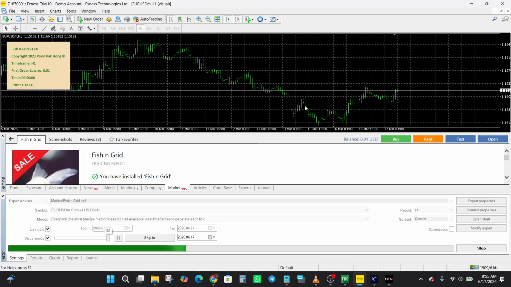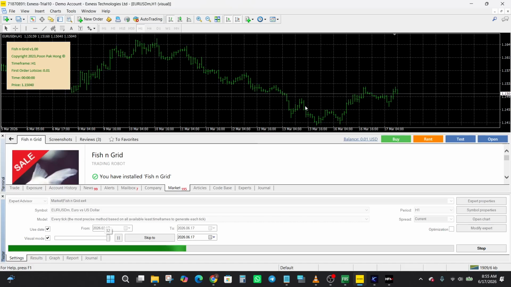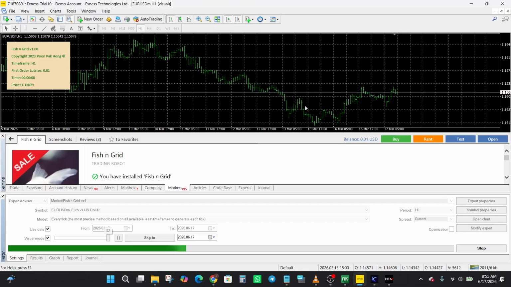All right. So overall, the Fish and Grid EA for MT4 presents itself as a fully automated multi-currency trading system that is built around mean reversion and a dynamic grid methodology. All right. The marketplace page provides clear setup instructions, recommended currency pairs, and several configuration options that allow traders to tailor the system to their own risk preferences. As always, thorough demo testing and personal evaluation should come before any live deployment. So that is my review of Fish and Grid EA for MT4.